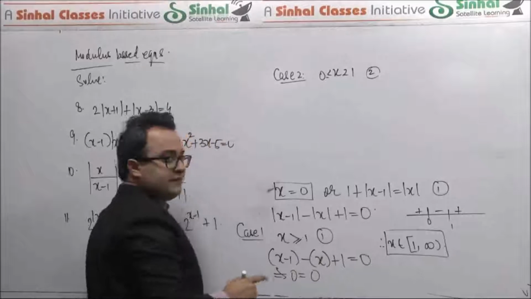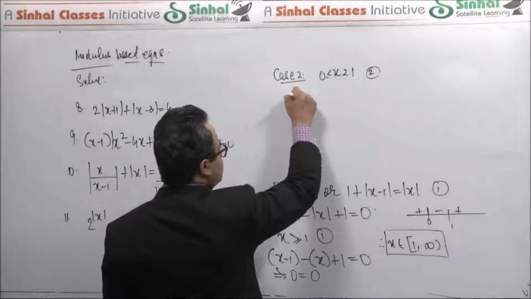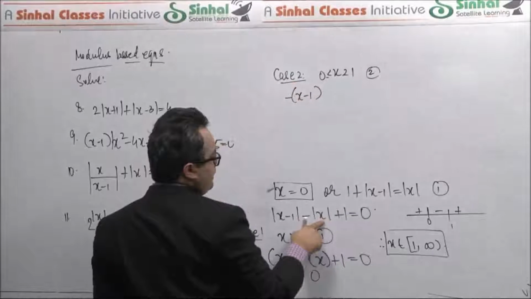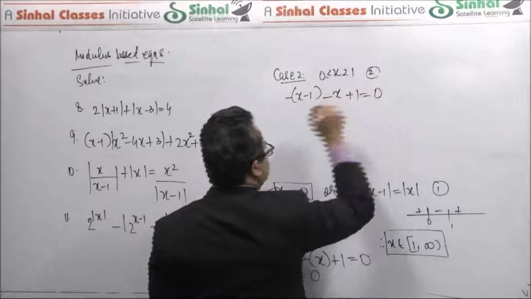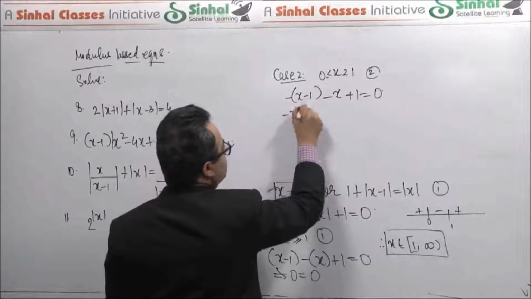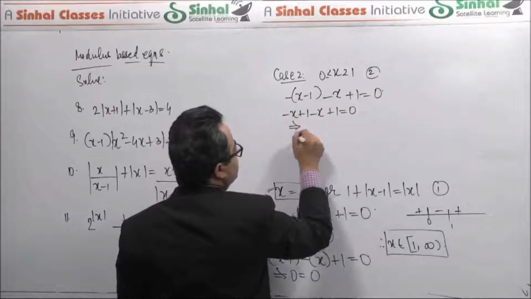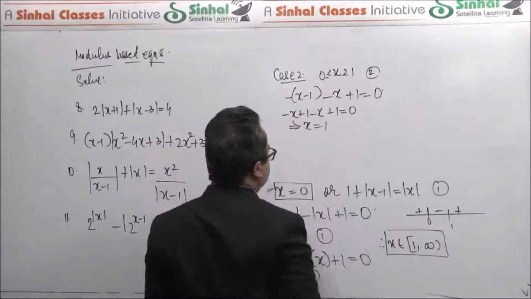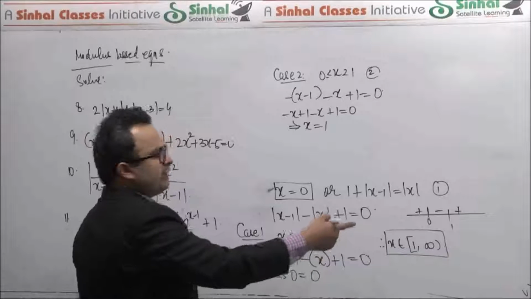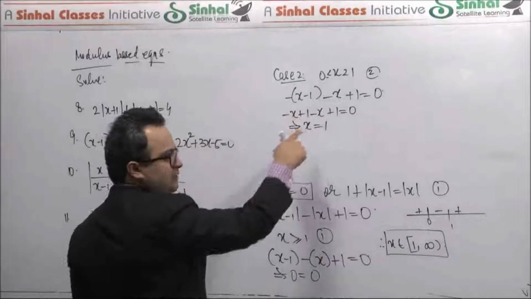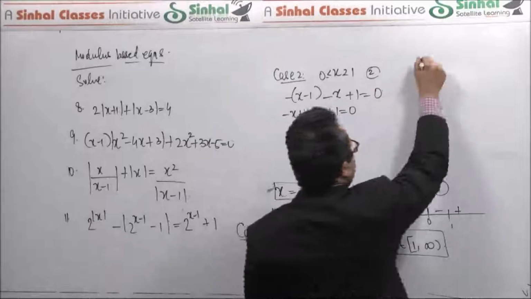Second case, of course, if x is greater than or equal to 0 and less than 1, so mod of x minus 1 becomes minus of x minus 1, and mod of x remains. So in the second case I get x is 1, which has anyway already been included, and specifically to this case 1 has to be rejected, but 1 has already been included, so that's okay.